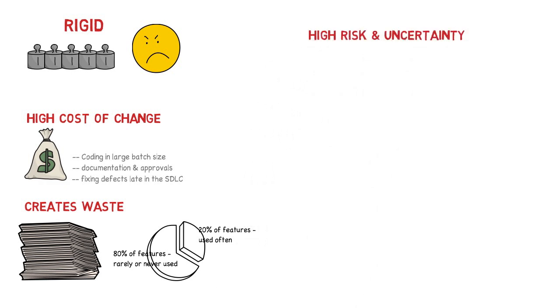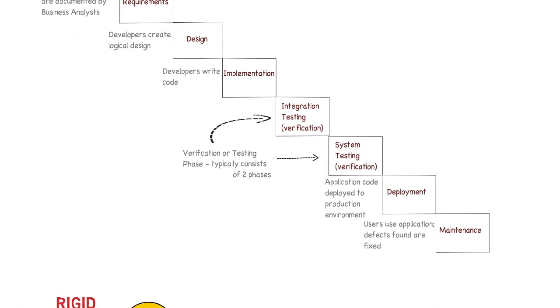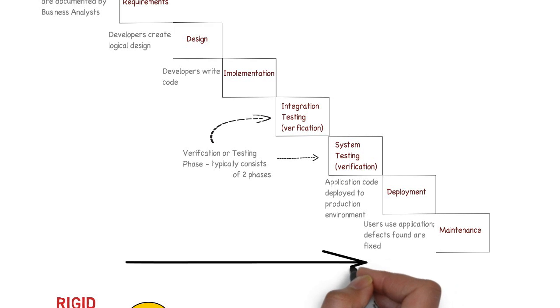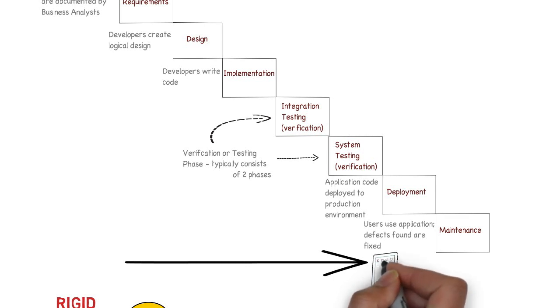This process also has high risk and uncertainty. Since in the waterfall process the actual software application is demonstrated at the very end of the life cycle to business users, the business users don't get to see the working software application until all the testing is completed. This creates a high risk and uncertainty since by that time, if business users don't like what they see, or if business conditions have changed, too bad. It's too late to do anything about it. The software application has to be released into the production environment anyways.